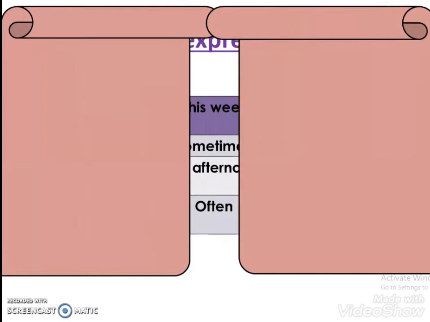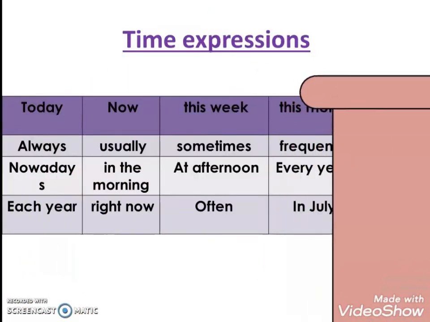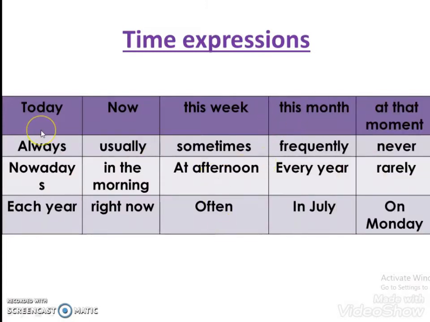Now let's have a look at the time expressions that we should use when we are going to write simple present tense. The time expressions we find in the sentence are like today, now, this week, this month, at that moment, always, usually, sometimes, frequently, never, nowadays, in the morning, at afternoon, every year, rarely, each year, right now, often, in July, on Monday. These we call time expressions. Whenever I see these time expressions in the sentence, we should use the simple present tense because it tells something that is happening today or now, at that moment, or sometimes, usually, or always.